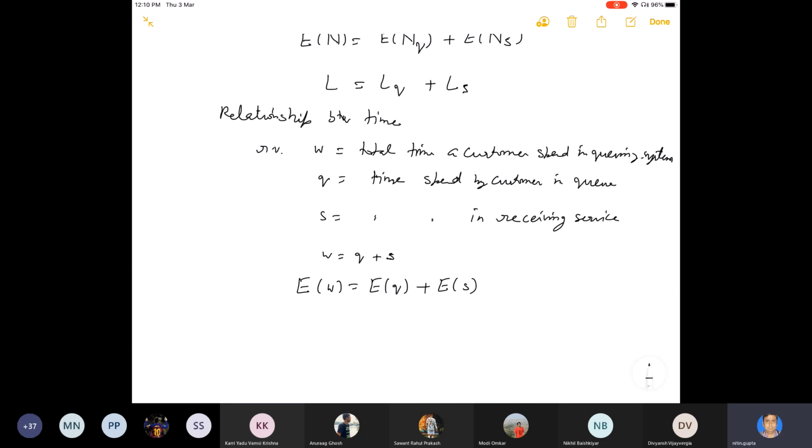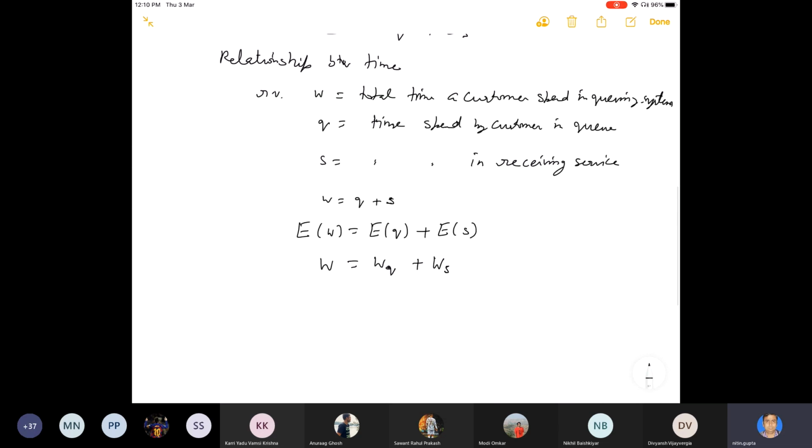So we are denoting this by capital W, capital Q, WQ, WS. So W is the expected time or average time spent by the customer in the queuing system. WQ is the expected value of Q, which is the average time spent by the customer in Q. WS is the expected value of S, which is the average time spent by the customer in receiving service. So average service time.